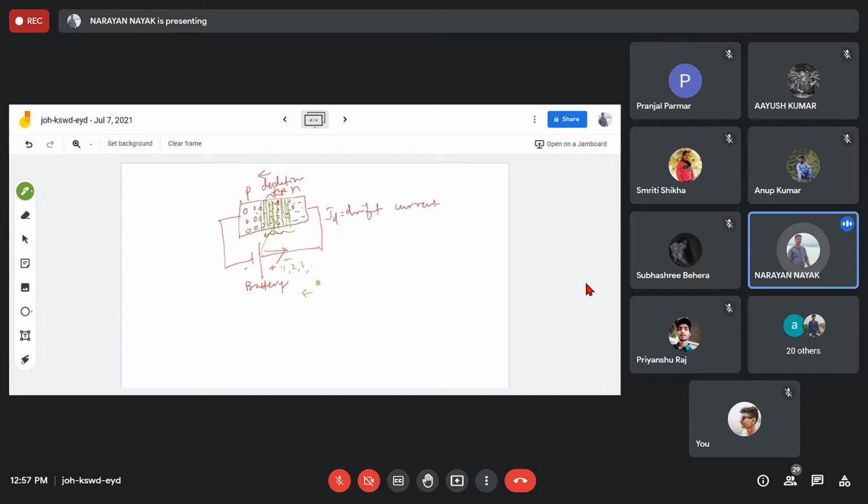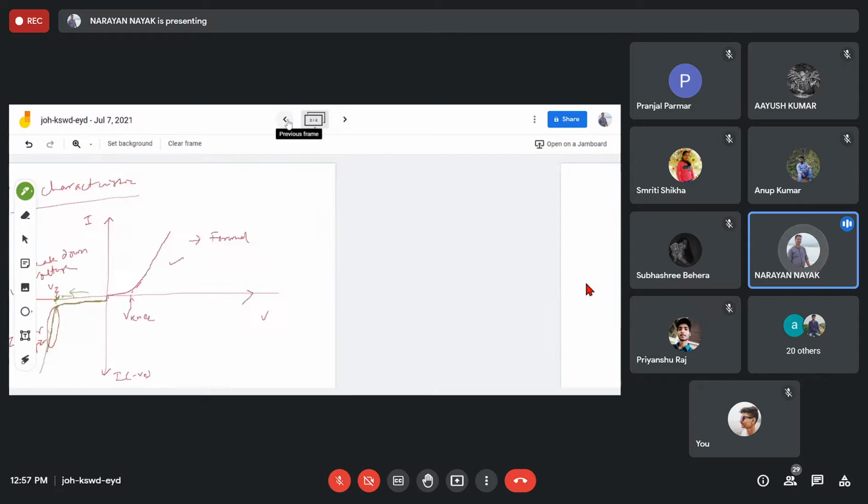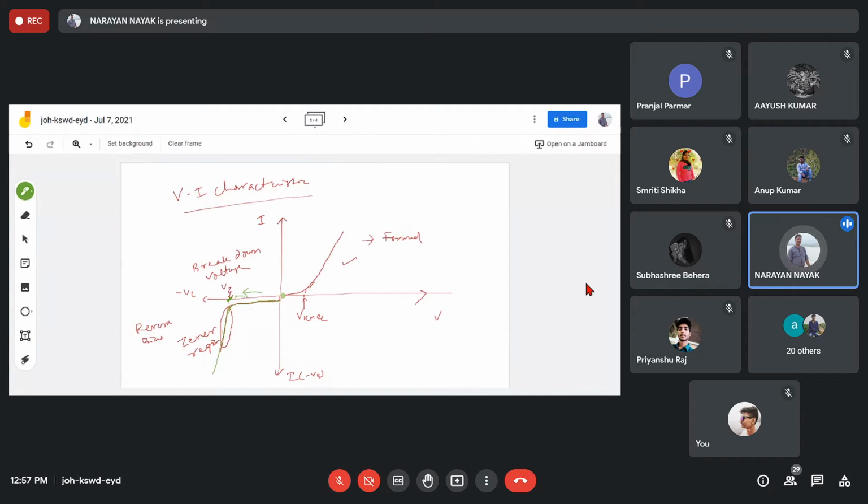That's why in your VI characteristic, previously the current was zero, but whenever it reaches the breakdown region, the current increases rapidly. Understood everybody? Got it? Hello? Yes, sir. Okay, so you can write the breakdown mechanism. You have to show this VI characteristic and how the diode breaks down if you increase the voltage, and what happens in the depletion region at that time.